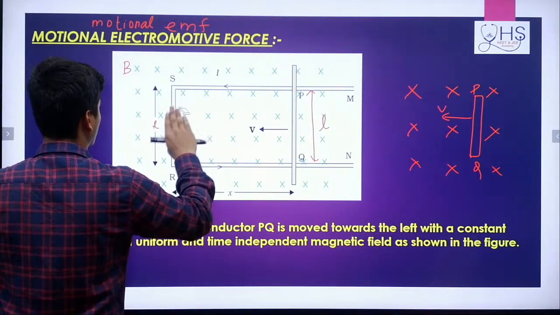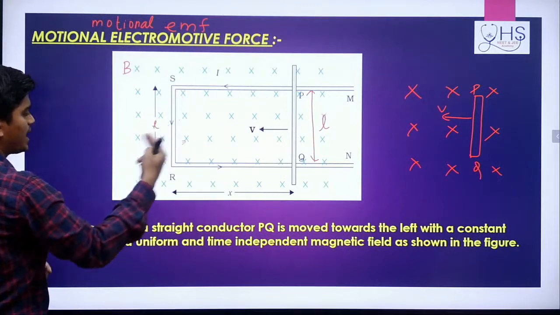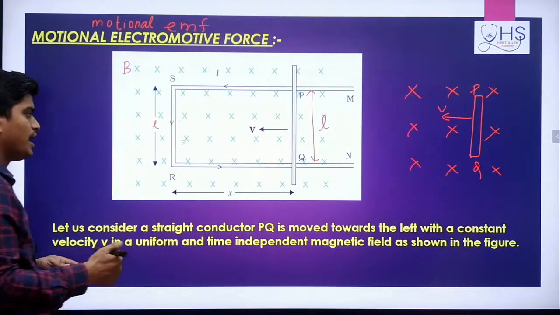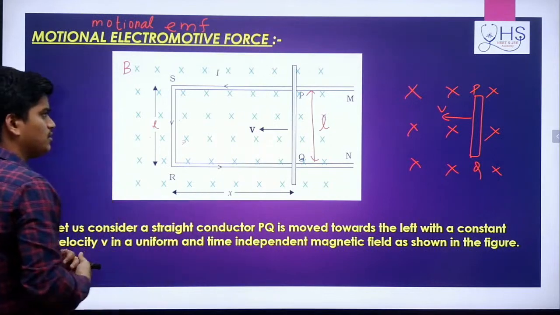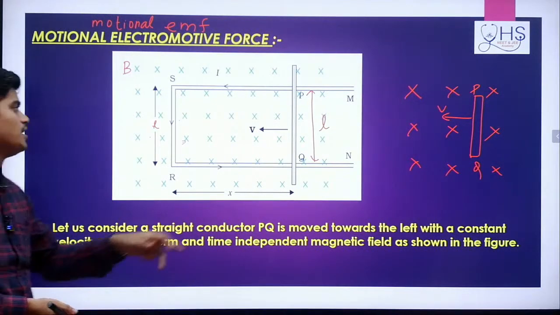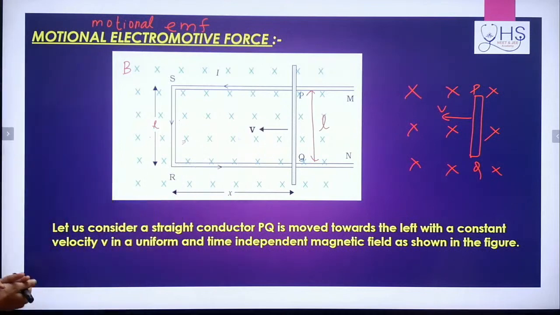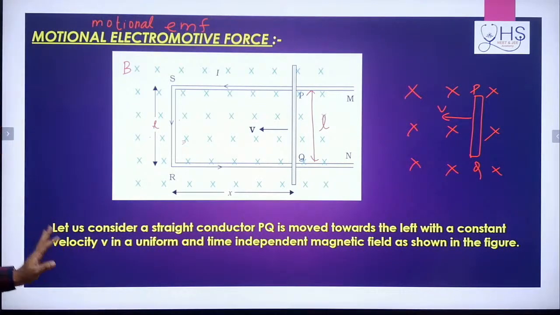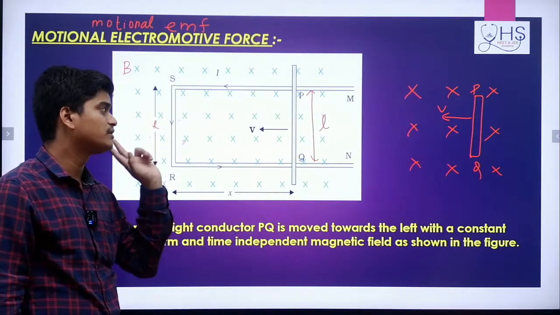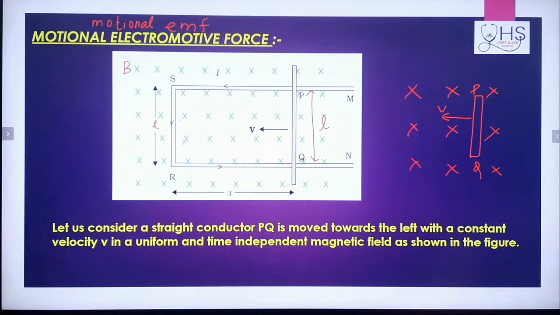Consider a conductor of length L, with points P, Q, R, S written, and from this end to this end the distance is x. The speed, or velocity, of this conductor you can take as V. So draw the picture perfectly, and here write a little language for the derivation: let us consider a straight conductor PQ moved towards the left with a constant velocity V in a uniform and time independent magnetic field, as shown in the figure.